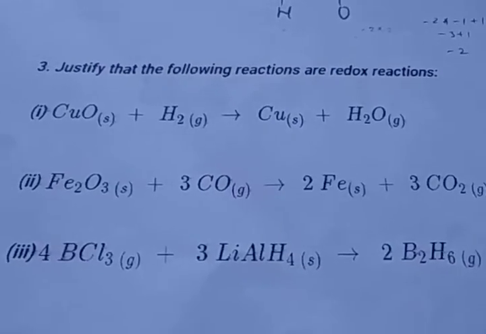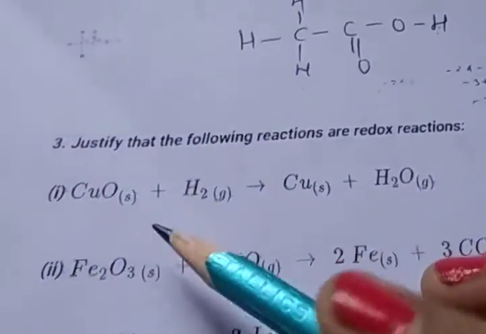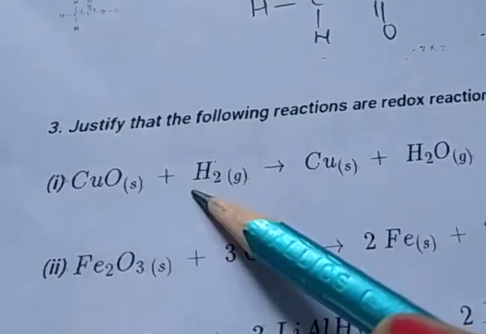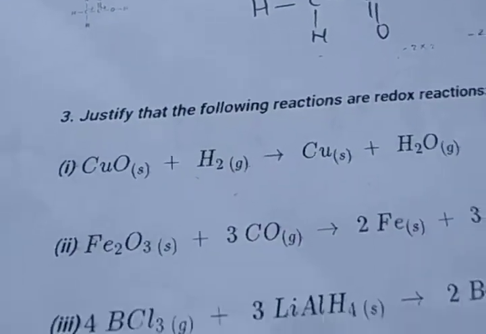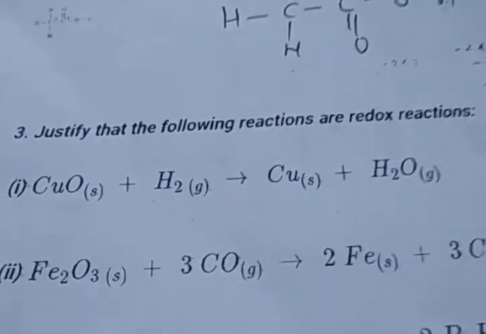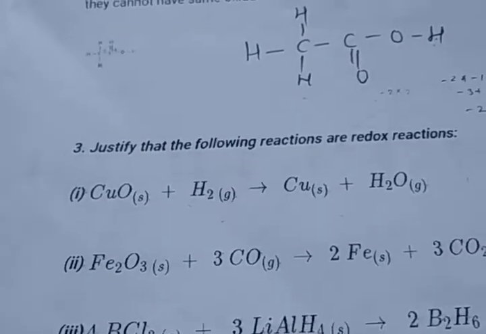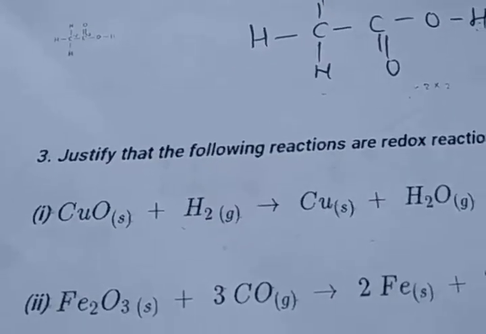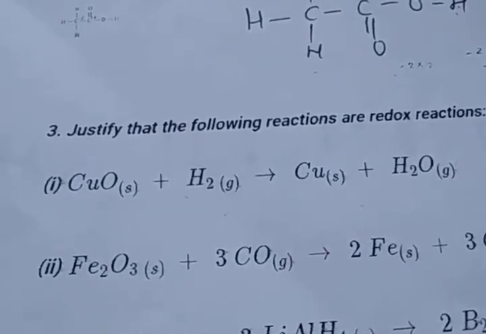Question number 3: justify that the following reactions are redox reactions. Like this first equation, CuO plus H2 converts into copper plus H2O. A redox reaction means a reaction in which oxidation and reduction both occur. So in the reaction we have to show which is oxidized and which is reduced.